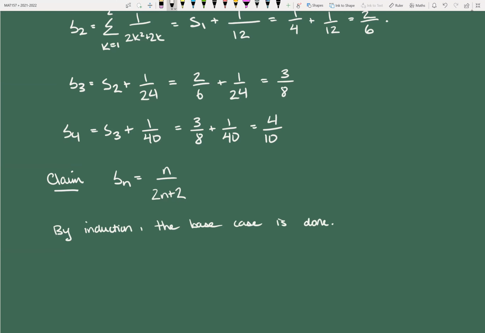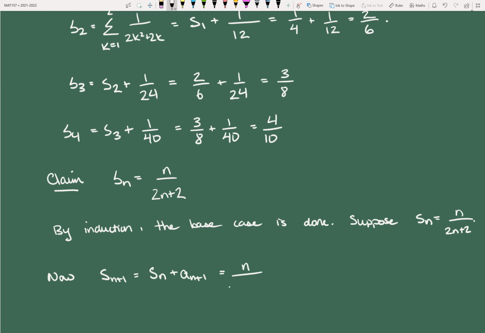Okay, so assuming this is true for N, let's prove it for N plus 1. So suppose Sn is N over 2N plus 2. Now, and again, you can see this is sort of built for induction, right? So we're going to take Sn plus 1. That's going to be Sn plus An plus 1. So immediately we can use our induction hypothesis.